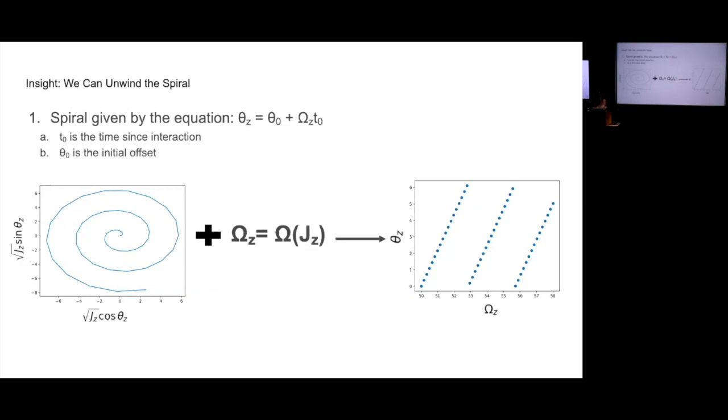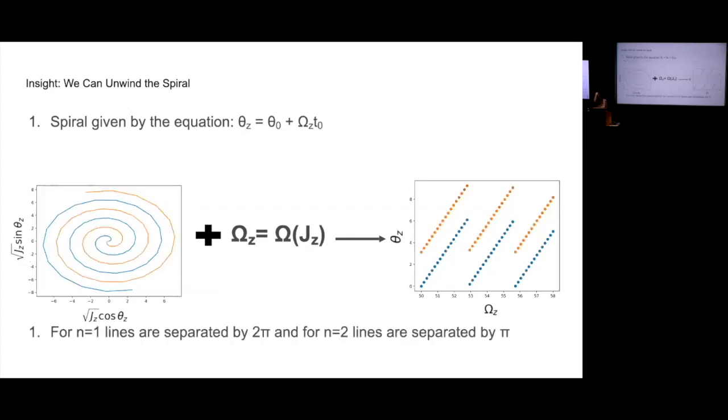And so by translating to theta z, omega z, you will end up with just straight lines. You can fit to these lines. That should give you your theta naught and your t naught for this spiral. Basically the same idea holds for n equals 2. You're now going to have lines that are separated by pi rather than 2 pi, but everything else holds.